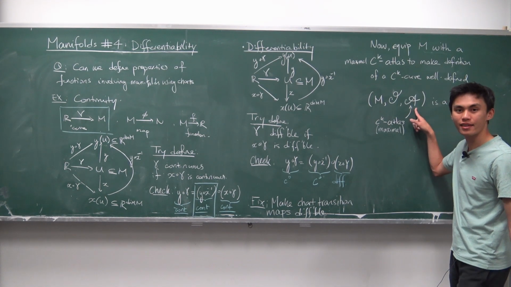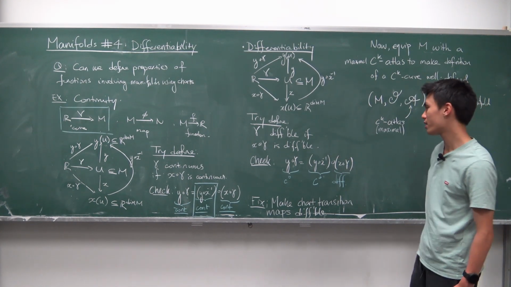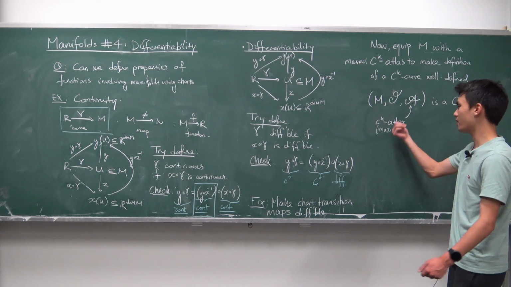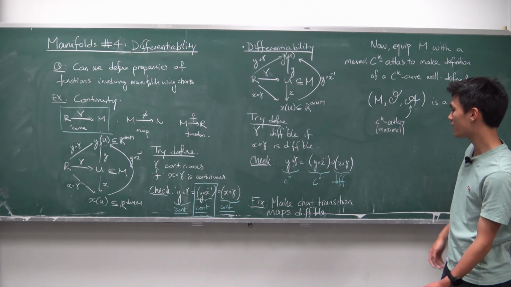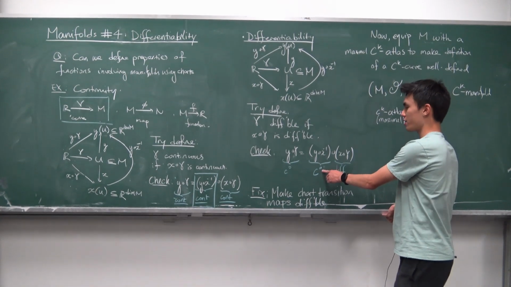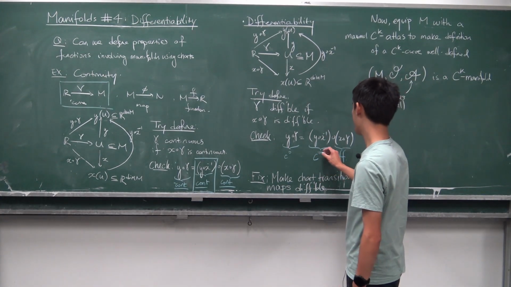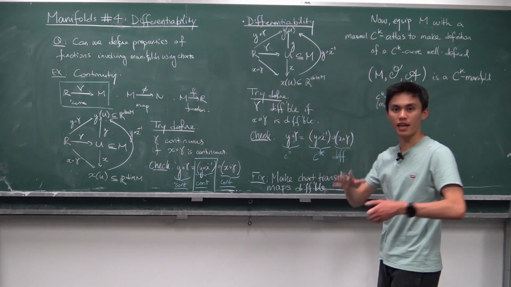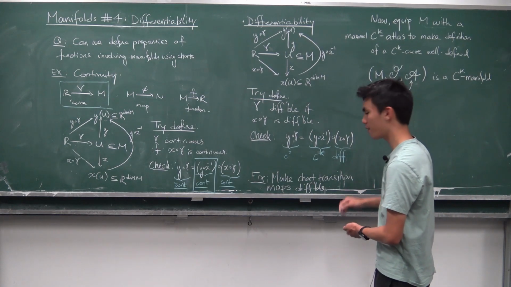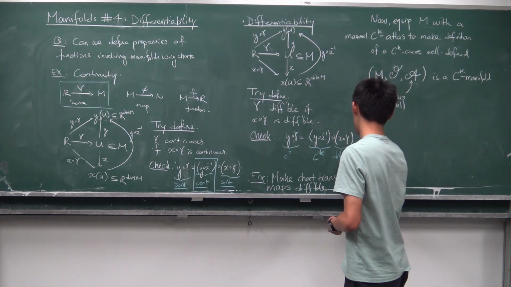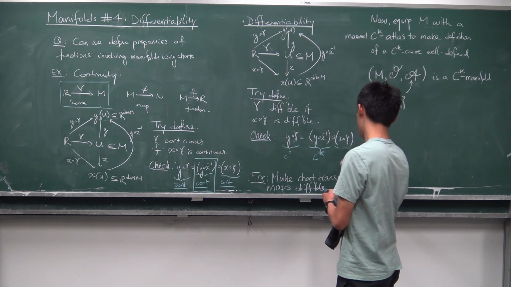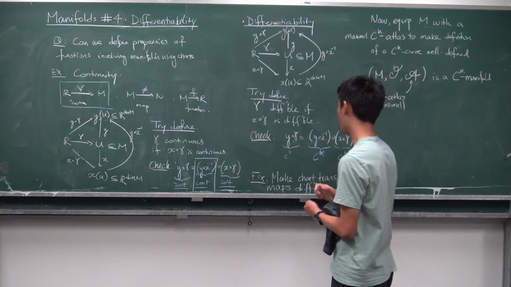If we have a C^k atlas, that means the chart transition maps between all the charts are going to be C^k, because the charts are all C^k compatible. So these chart transition maps right over here are going to be C^k. If you take our perspective of the curve, and our perspective of the curve is C^k, well, the composition of two C^k maps is again going to be C^k.